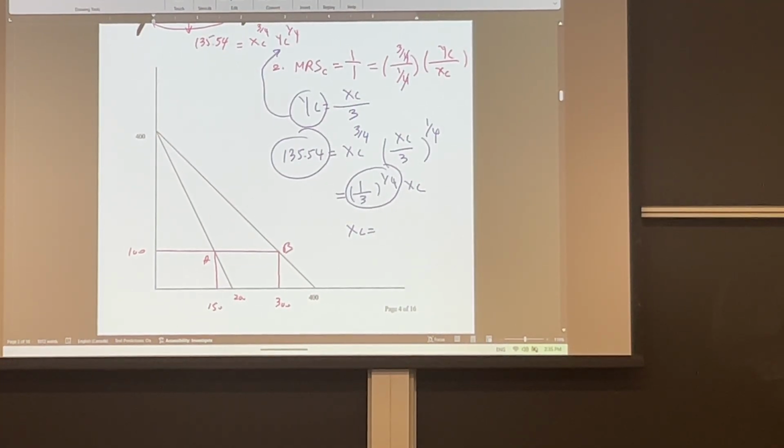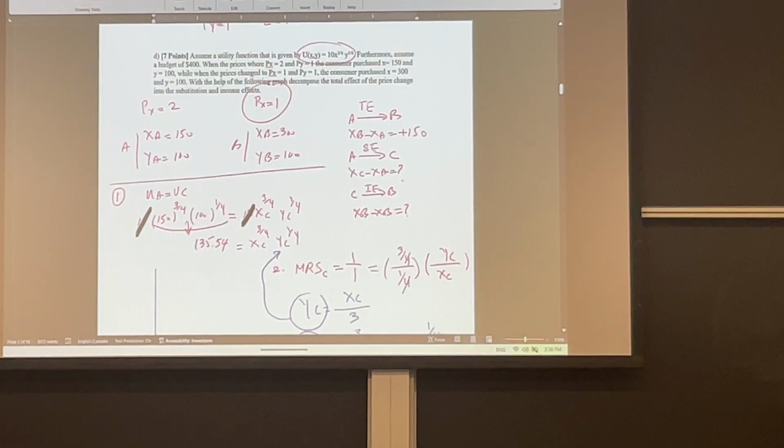What do you get? What do you get there? How much? 178. That looks right. Within rounding, so that should be 178.4.